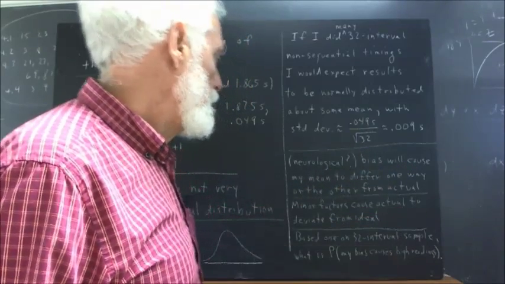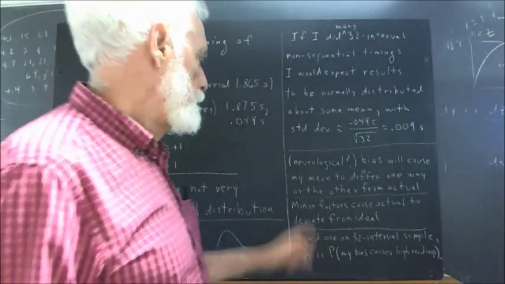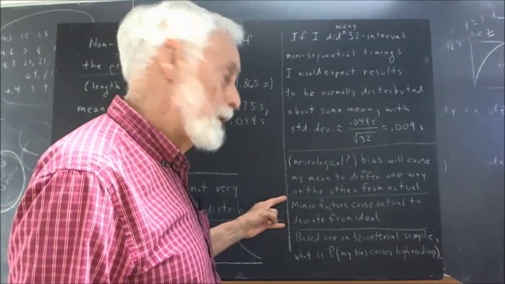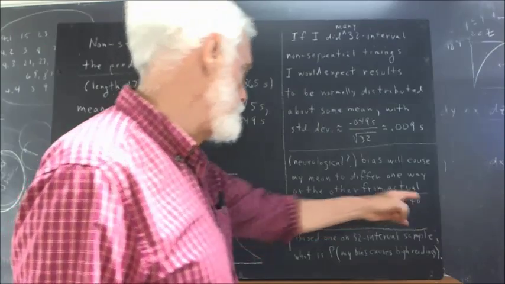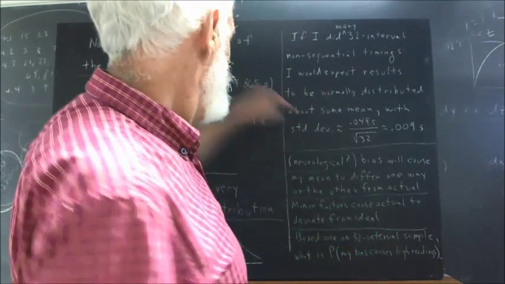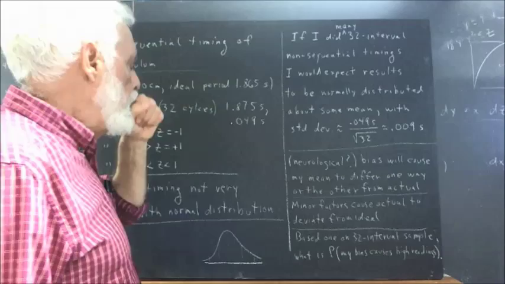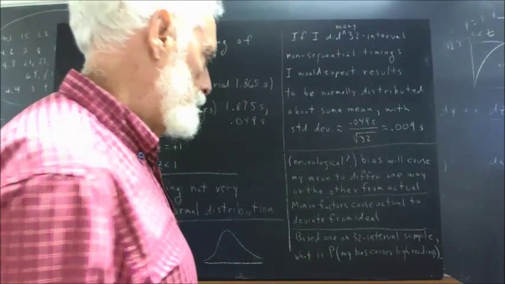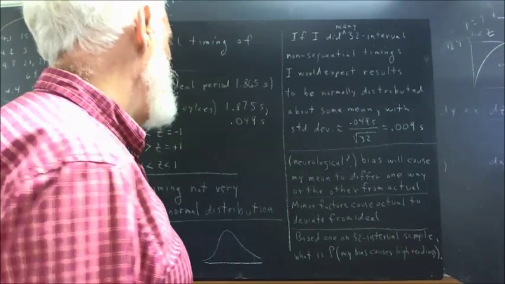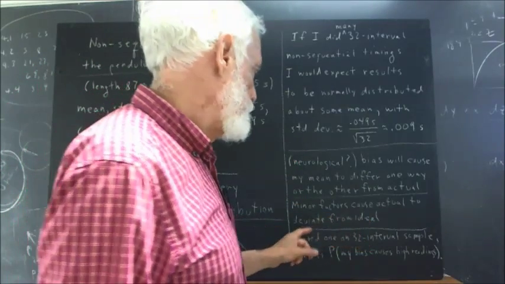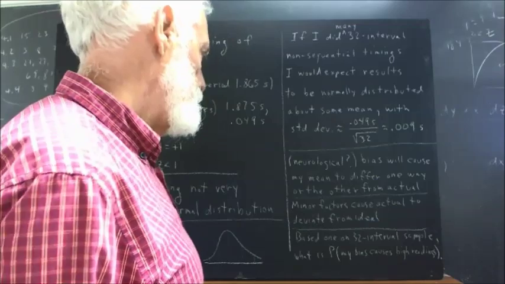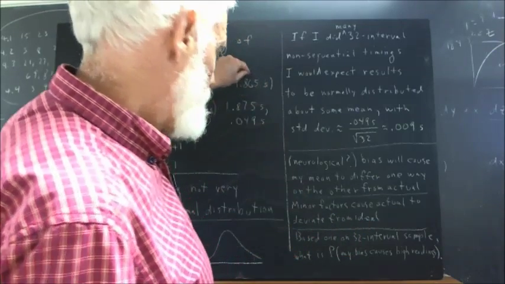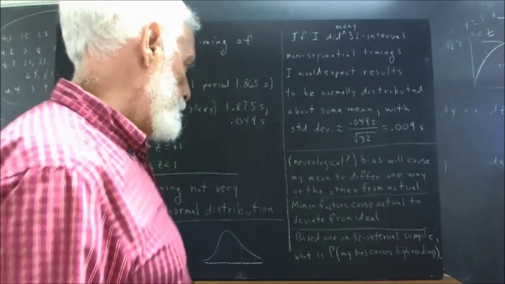Now, in trying to get to the bottom of exactly what this pendulum is doing, there are minor factors also that cause the actual to deviate from the ideal. As I say, I can do a long timing. I could time 1,000 cycles. I could do it electronically and see just what kind of deviation the actual time seems to have from the ideal.